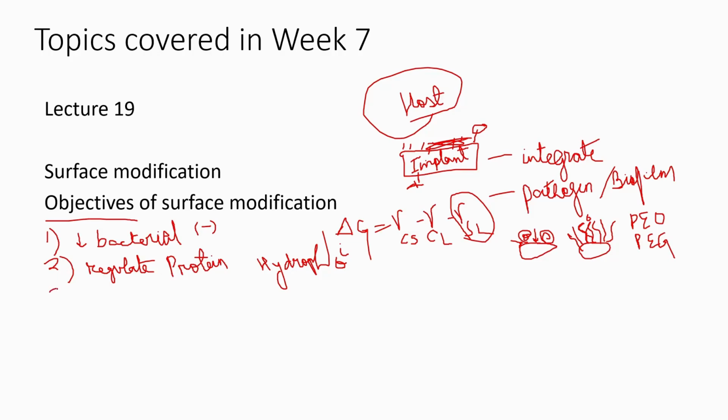Then the next objective was cell adhesion. To regulate cell adhesion, we can prepare biomimetic surfaces. In some cases we want integration, such as with a bone implant, where we want the cells to integrate with the implant. Whereas in the case of sutures or pacemakers for the heart, we don't want the cells to adhere and cover the surfaces or integrate with the body. So we want less cell adhesion. To regulate this, we can prepare biomimetic surfaces as well.